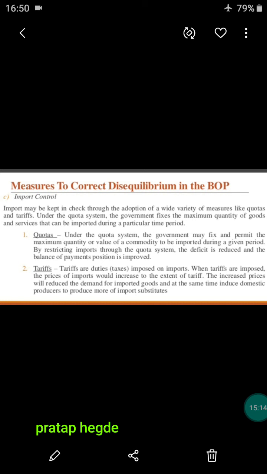The increased prices will reduce the demand for imported goods and at the same time induce domestic producers to produce more import substitutes. By taking all these measures, a country can improve its exports and as well as reduce its imports. So these are all the monetary and non-monetary measures taken to correct the disequilibrium in the balance of payment. So that's all for today's class.